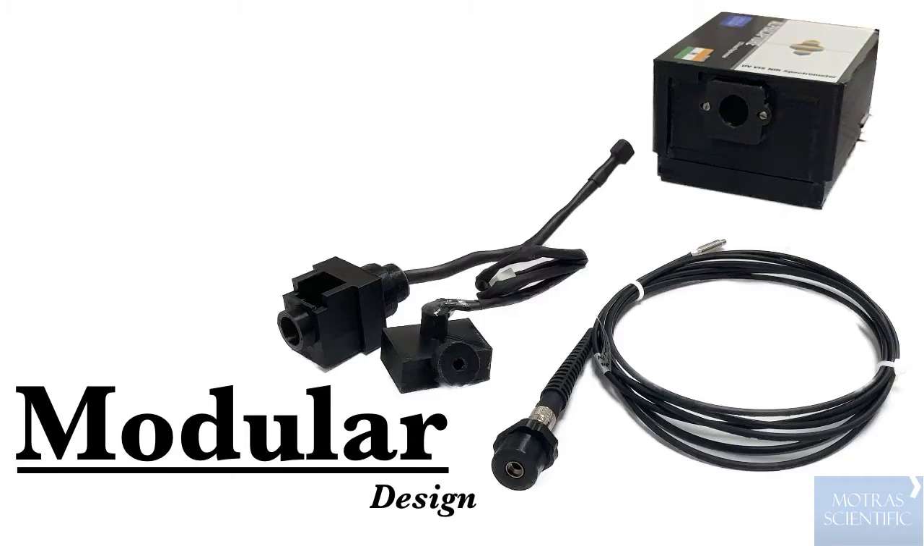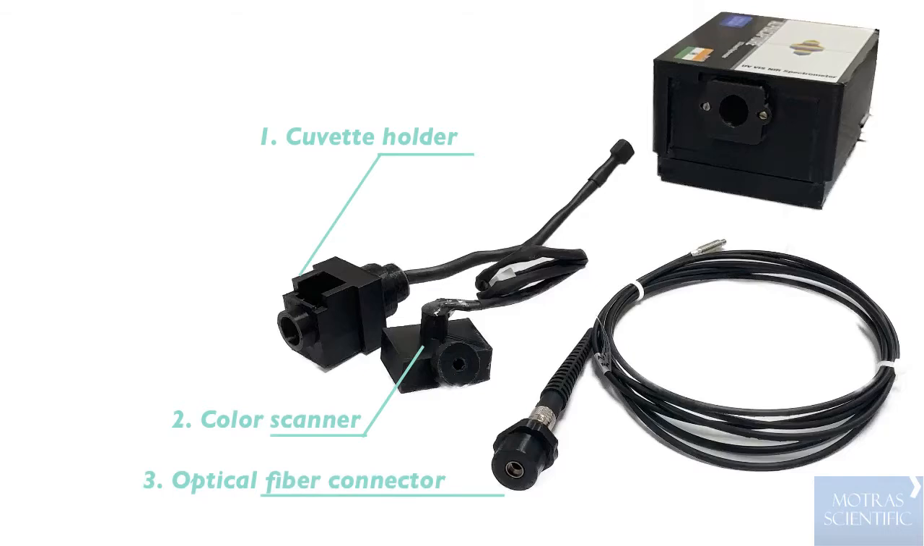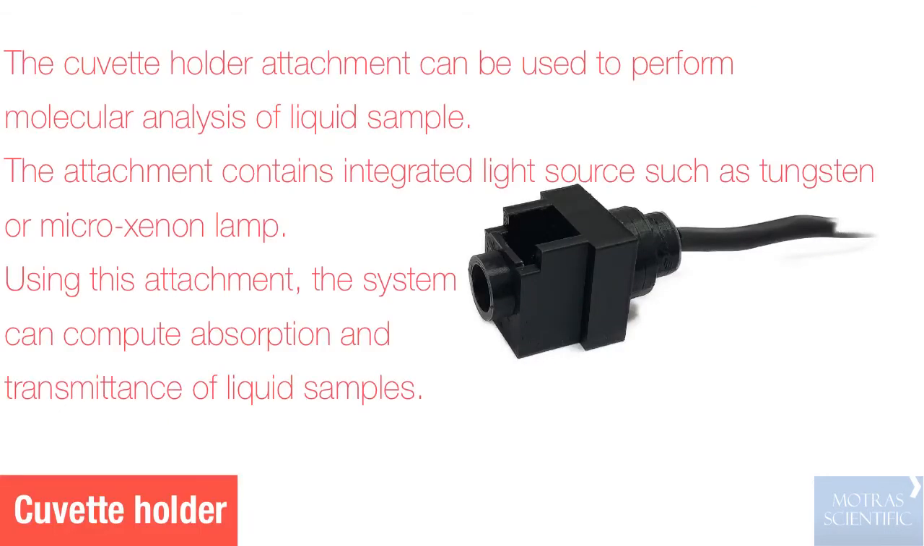For this demo, we will show 3 attachments: 1. Cuvette holder, 2. Color scanner, 3. Optical fiber. Cuvette holder. The cuvette holder attachment can be used to perform molecular analysis of liquid samples. The attachment contains an integrated light source, such as tungsten or micro-xenon lamp. Using this attachment, the system can compute absorption and transmittance of liquid samples.